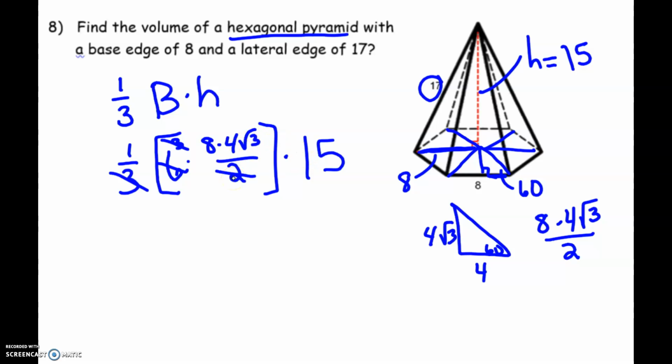If I put that into my calculator, 32 times 15 times √3 puts us at 831.4 cubic units.